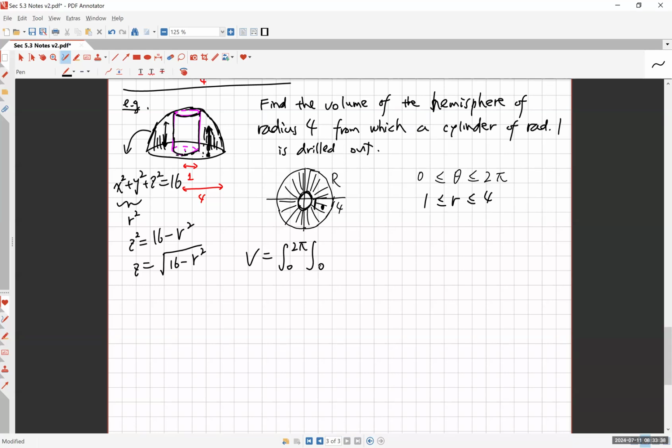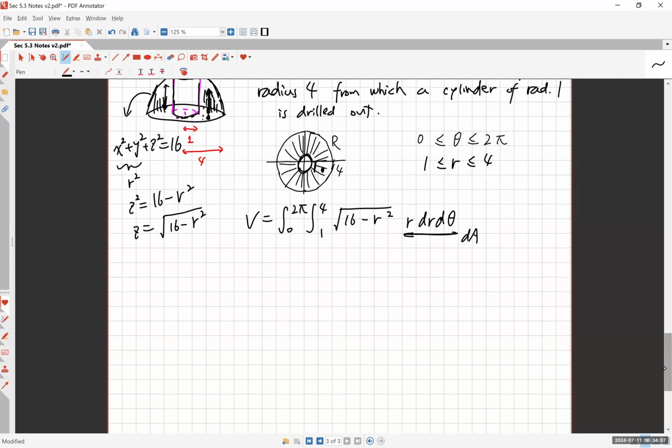V is the integral from 0 to 2 pi, and another integral from not 0, 1 to 4, and then you put the integrand. And then what's the rest of it? It's supposed to be the dA part. dA is represented by r dr d theta. Where did this r come from? Well, that itself is dA, if you remember, in polar coordinates. So that is what we have to integrate.